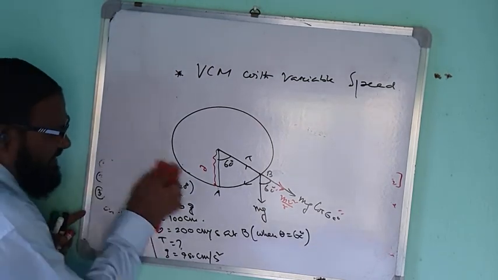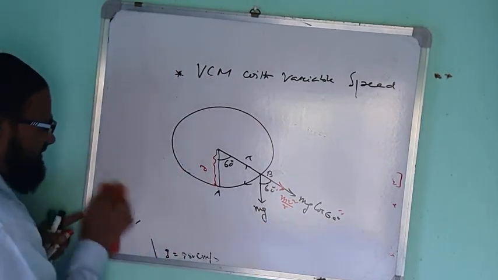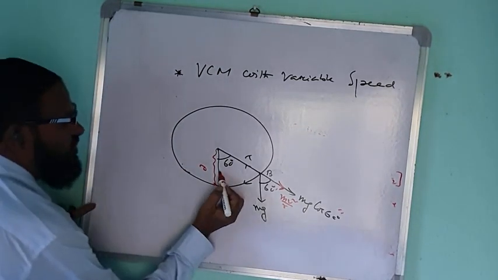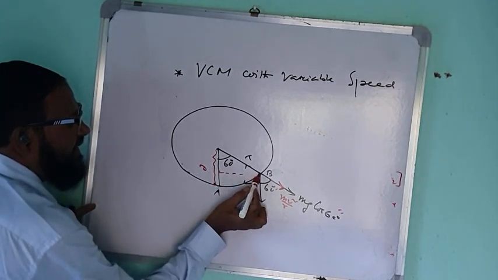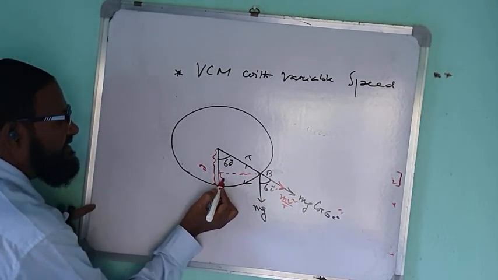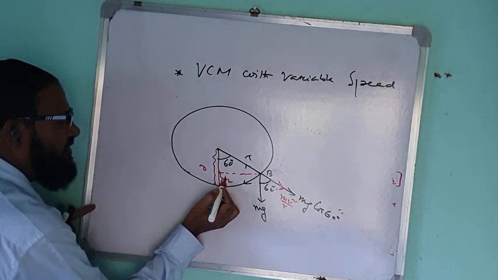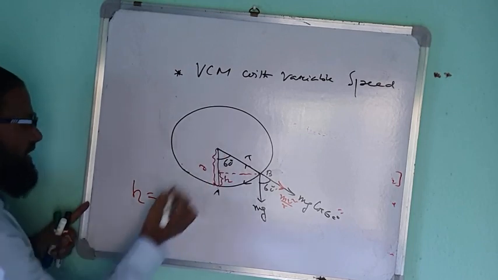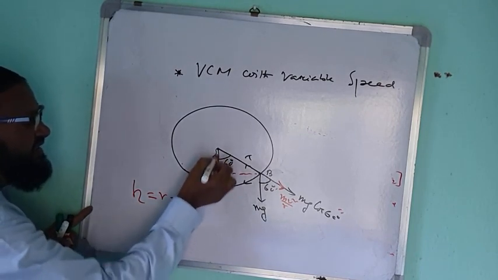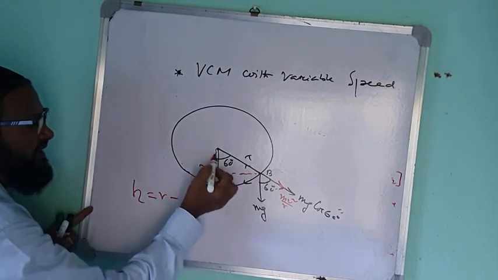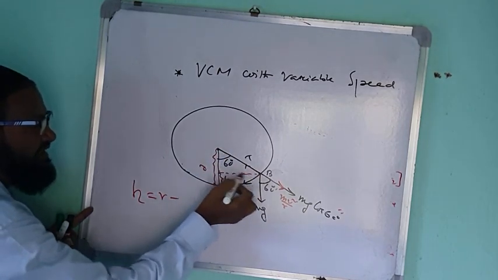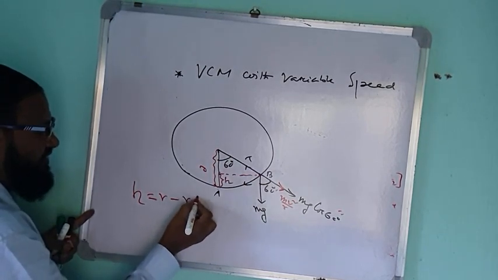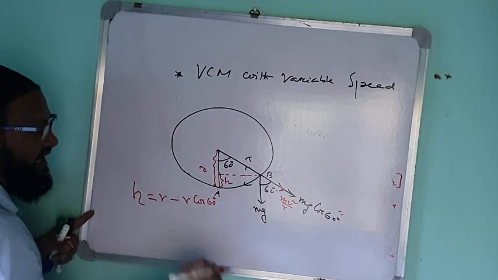In spite of that, I am doing. Please see here. What is the velocity vA? Now please draw a horizontal line here. This is H. Can you tell me what is this H? This H equal to R minus this. This is R, this is R. This is the base with respect to this triangle. This is R cos 60 degree.